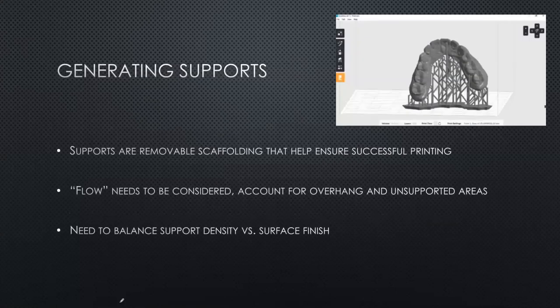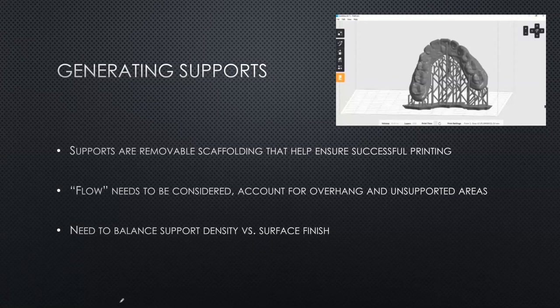Now, moving on to supports. They are a type of removable scaffolding that helps to ensure a successful print. Once you are finished printing, you would normally remove the supports from your 3D printed part. When generating supports, flow needs to be considered. What I'm referring to when I say flow is you need to imagine how the part is being supported from one layer to the next. If a part is simply floating in midair without any contact with the build plate, that area is likely to result in print failure. Accounting for things like overhang and unsupported areas is absolutely critical for ensuring a successful print.